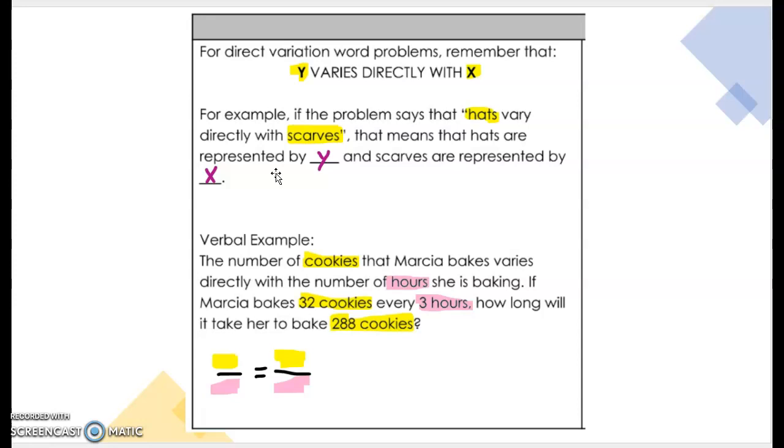You always have 2 categories. You have 3 things that you know and 1 thing that you don't know. For example, we have the number of cookies that Marcia bakes varies directly with the number of hours she is baking. So I already know I have cookies and hours. So I set up my template, cookies over hours equals cookies over hours. I know 32 cookies in 3 hours, and then I know 288 cookies, but I don't know the hours. So if you can, pause me, set up your ratio like I did, and then see if you can fill it in. So pause me for a second and fill it in.